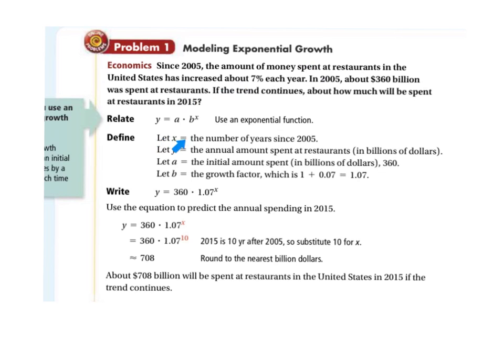Okay, so X is the number of years since 2005, so 10 years. Y is the annual amount spent in restaurants in billions of dollars. A is the initial amount, that's the $360 billion. B is the growth factor, notice 7%. Express as a decimal, 0.07, add them together for growth, 1.07. So plug everything in, Y is 360 times 1.07 to the X.